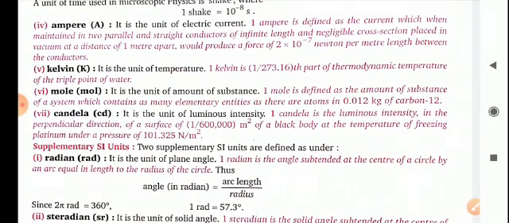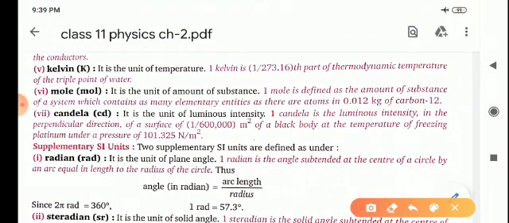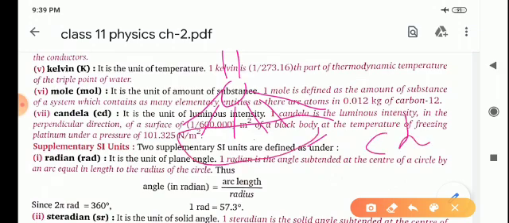Seventh point: candela. It is the unit of luminous intensity. What is luminous intensity? It is like the light from a bulb. It is the luminous part. It is the candela, abbreviated as cd.